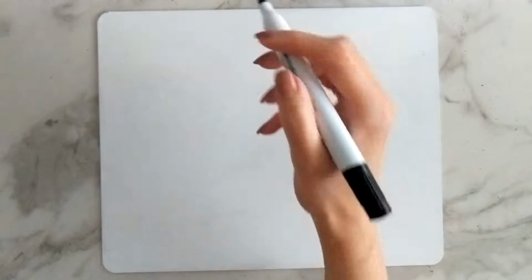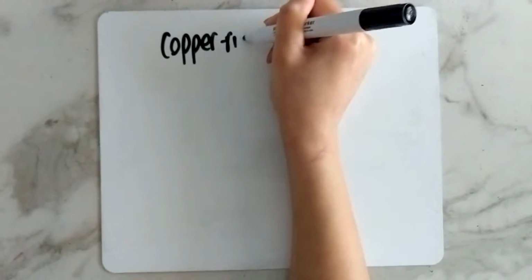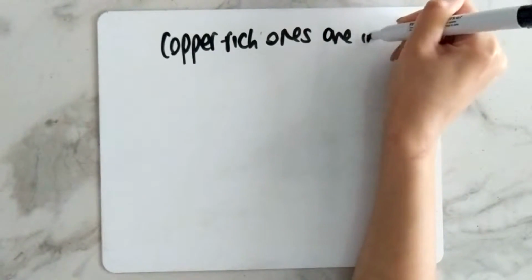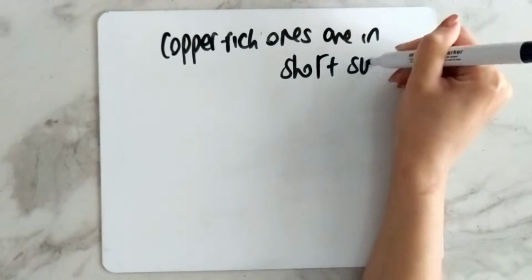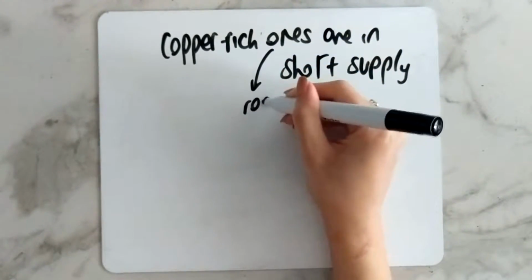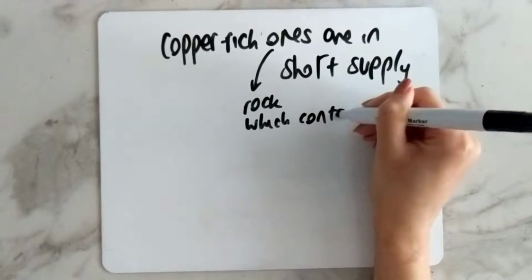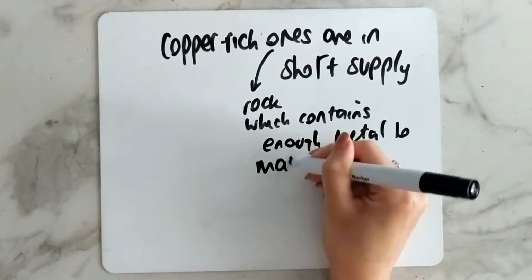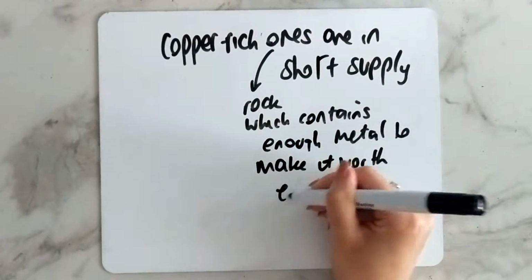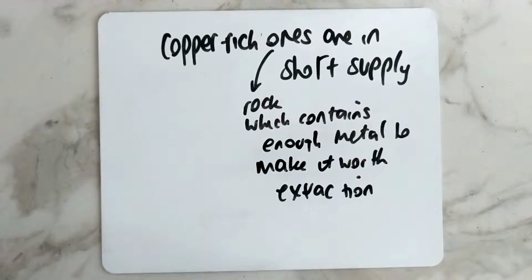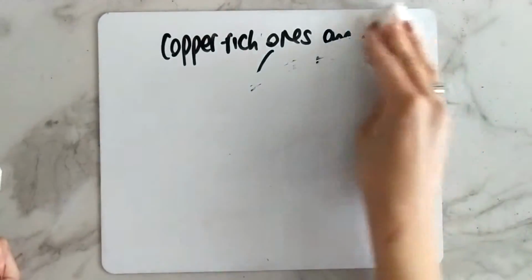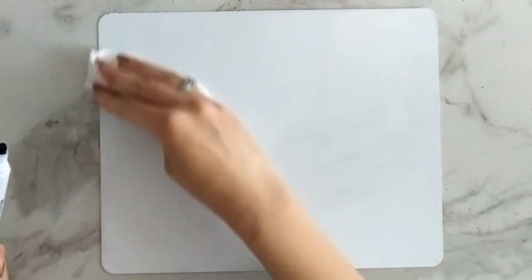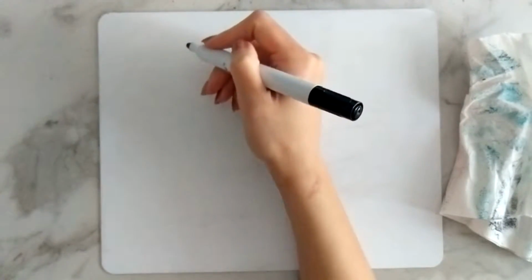Okay, so copper-rich ores are in short supply. An ore is basically a rock which contains enough metal to make it worth extracting. And in this case, we're talking about a rock that contains copper. So one way to improve sustainability is by extracting copper from low grade ores.